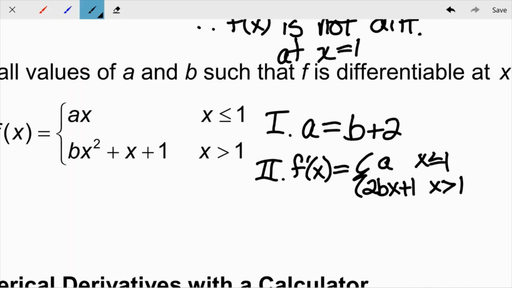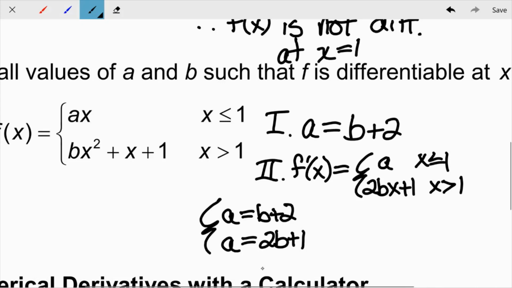So let's just write our system of equations here. For the continuity piece, I had a is equal to b plus 2. And then for the differentiability, or the right and left-hand derivative piece of it, I would have a has to be equal to 2b plus 1. And from that, what I can easily see here is that now I've got two equations, two unknowns, and when I solve that, I can see that a is going to be 3 when b is equal to 1.